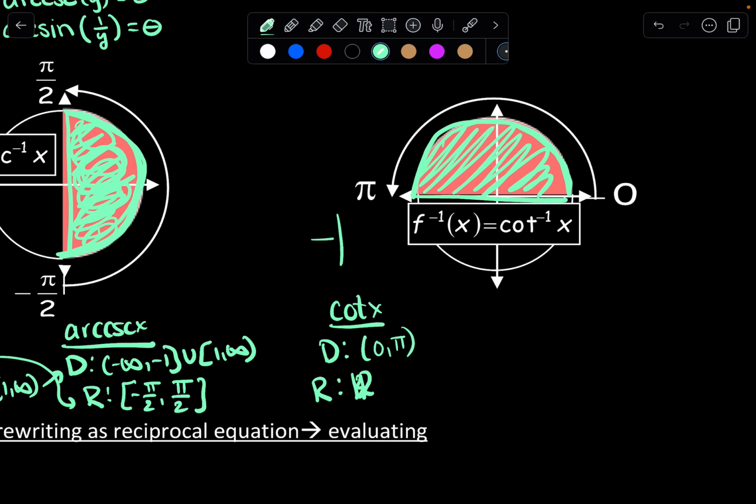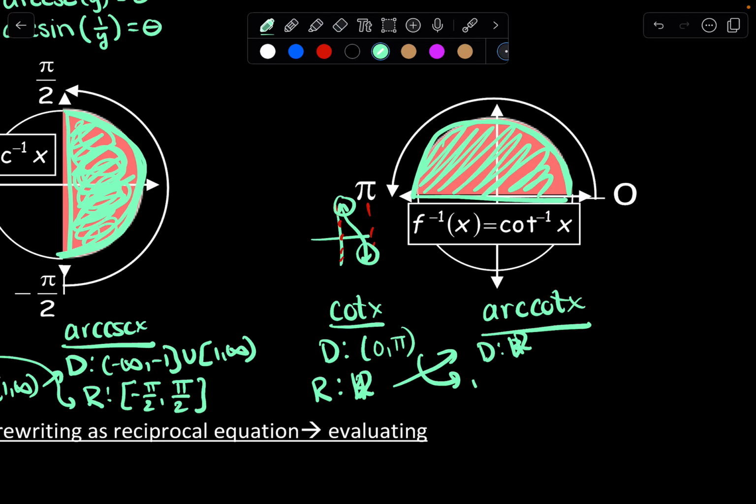So if you think about cotangent, it looks like this. It has a vertical asymptote on the y-axis, and it is decreasing. So all reals because it's going from negative infinity to positive infinity. Now, for arc cotangent, we're going to flip the domain and the range. So the domain will be all reals, and then the range will be 0 to pi, non-inclusive.